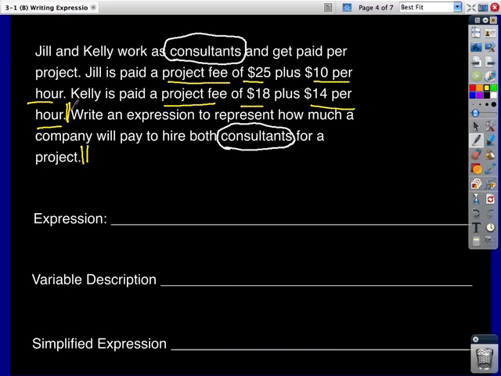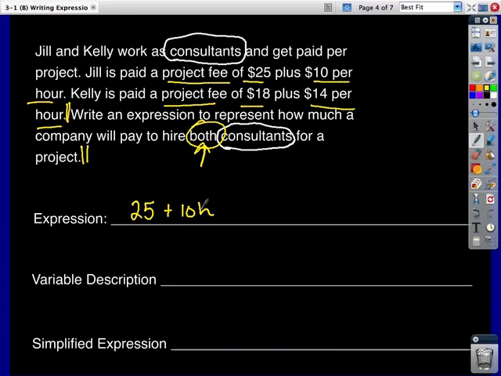So this is the actual. It's actually not a question, but the directions, what I have to do. So write an expression to represent how much a company will pay to hire both. Ooh, this is a key word, both consultants for a project. Let's take it one person at a time. Jill is paid a project fee of $25. So right up front, the company's going to have to pay $25 plus $10 per hour. So 10 times however many hours she works.